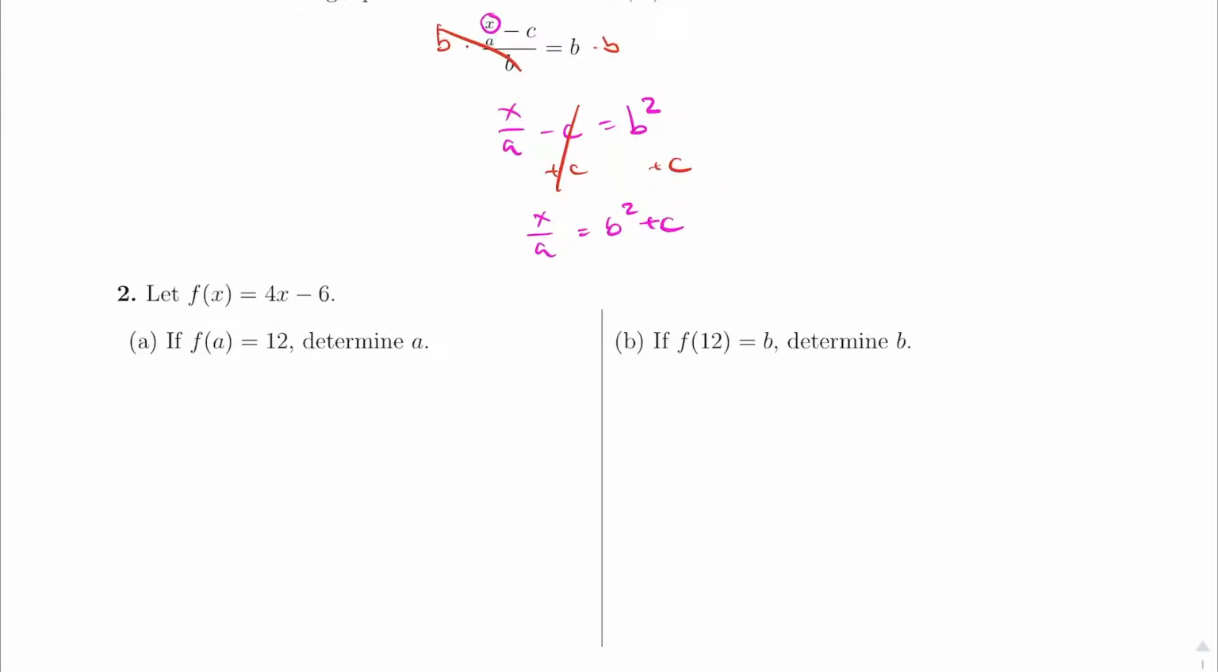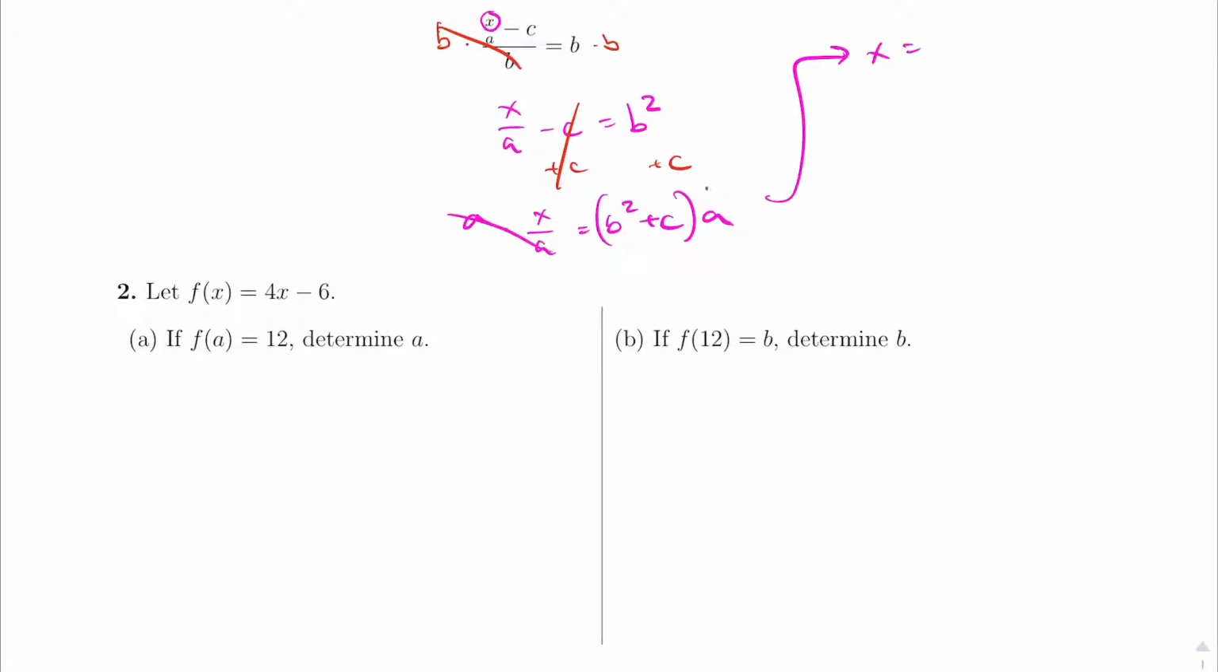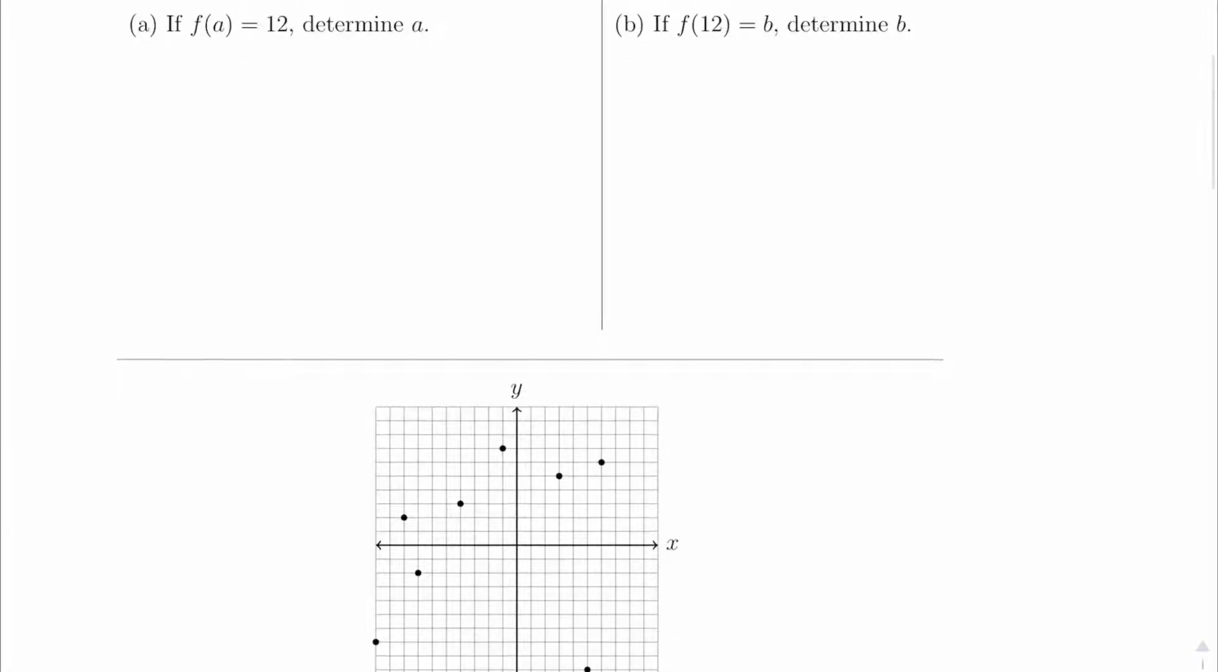Now I'm going to stop color coding because it's starting to get frustrating to switch the pen, but we multiply by a on both sides now, and you remember your parentheses here and here, which remind you to distribute. So you get x equals ab squared plus ac. Final answer.